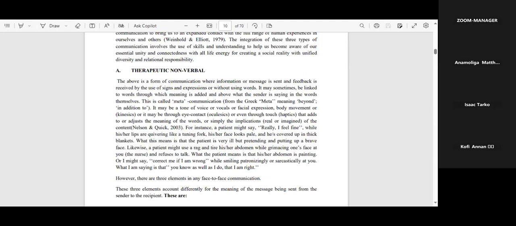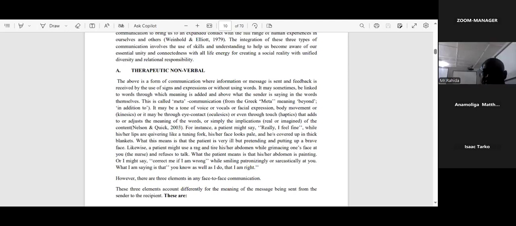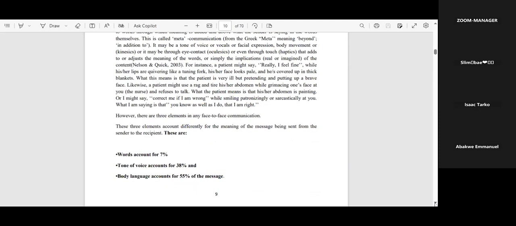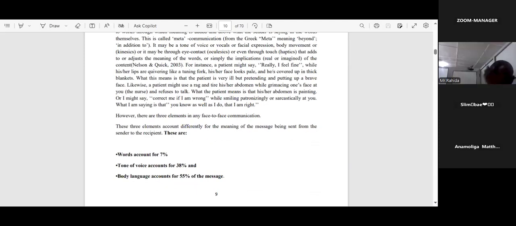So I hope we are clear with that. I hope we are clear with the oculesics. Yes, sir. Clear with the oculesics? Okay. Who said no? I said oculesics is a non-verbal clue where we use the eye to send and receive information. Are we there? Yes, sir. Who said no? I'm now explaining to you. Are you now okay with that?